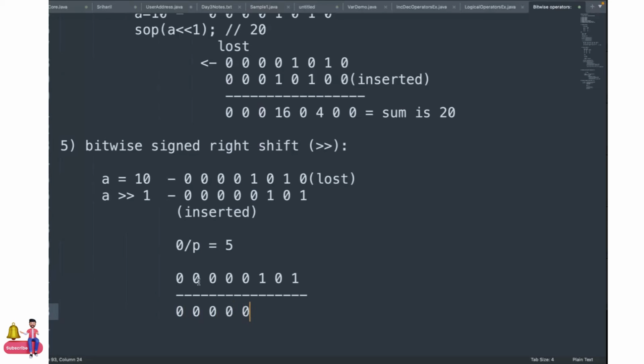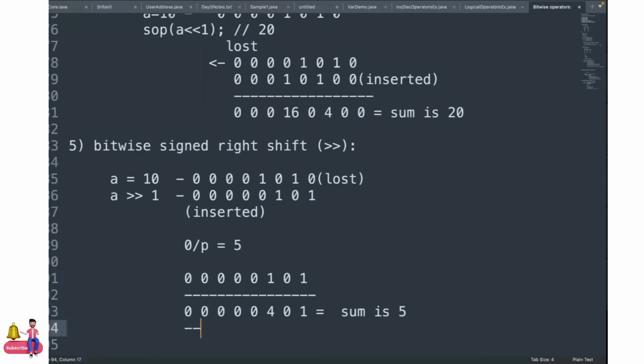So 7, 6, 5, 4, 3, 2. 2 to the power of 2 means 4. 4 into 1, it's going to be 4. And anyhow we have 0 here, just put 0. Now this is what? 2 to the power of 0, right? 2 to the power of 0 is 1. 1 into 1, how much is it? It is going to be 1. And if you sum this, the sum is going to be 5. Got it?